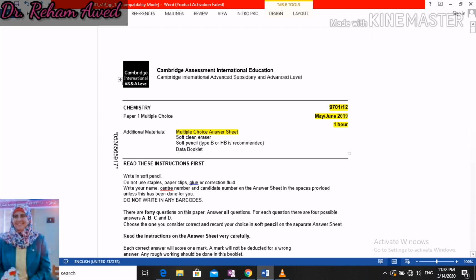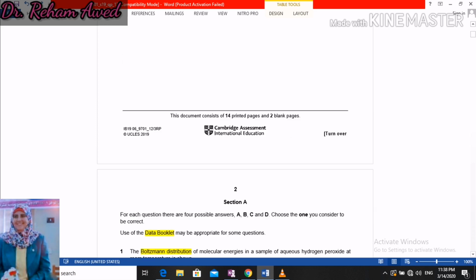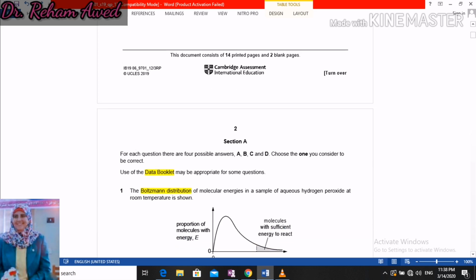AS and A-level past papers, we will start together in paper May-June 2019, paper number 9701 per 12. It is a multiple choice paper. We will start to answer the questions. I will try to explain each point in detail for more information. At first, you must know that for your multiple choice questions, it is allowed to use the data booklet for some questions. We will start. Let's go with the first question.